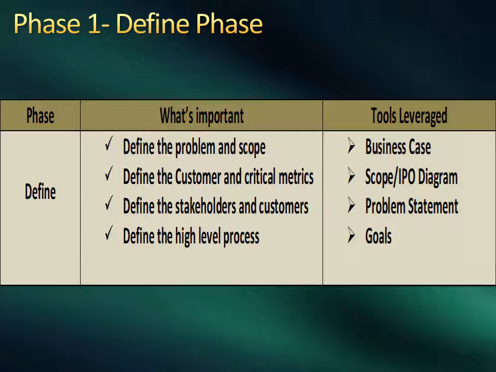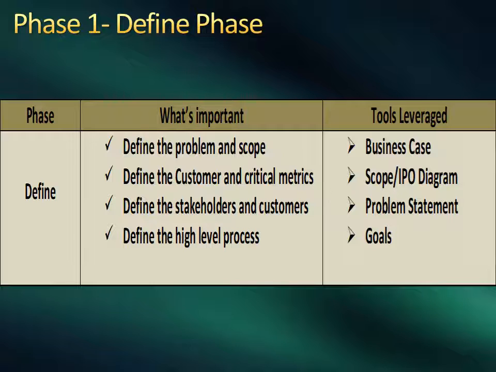Okay, so just taking a look at the define phase, looking to break it down a little bit further. The first thing that the define phase does is that it identifies the problem, as well as looking at the scope of the problem or of what you're looking to try to accomplish. The next thing is define the customer and the critical metrics. Who is the customer of that problem or process? Define the stakeholders and the customers, and then define the high-level process, or that would be the existing process.